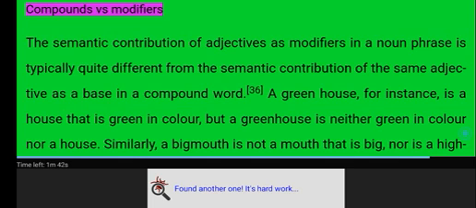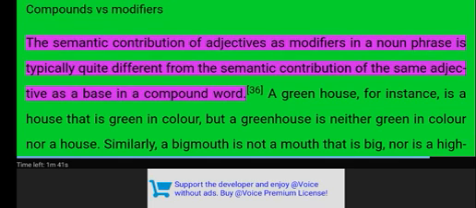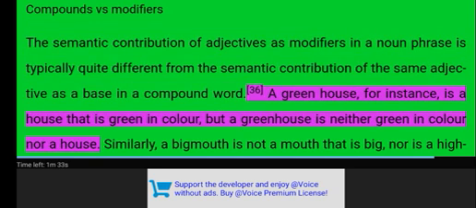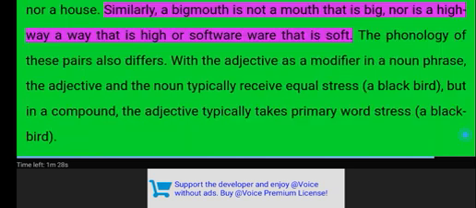Compounds versus modifiers. The semantic contribution of adjectives as modifiers in a noun phrase is typically quite different from the semantic contribution of the same adjective as a base in a compound word. 36. A green house, for instance, is a house that is green in color, but a greenhouse is neither green in color nor a house. Similarly, a big mouth is not a mouth that is big, nor is a highway that is high or software that is soft.